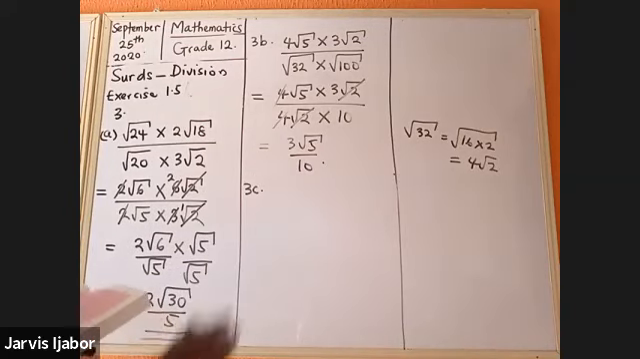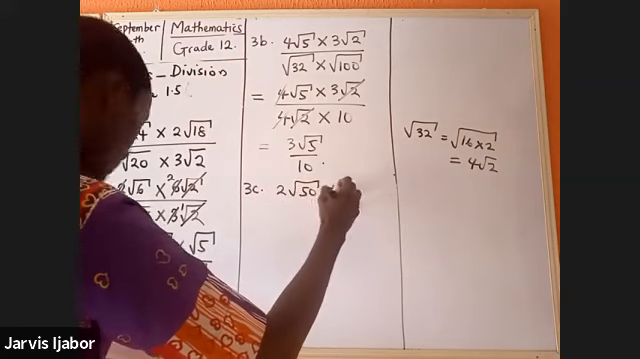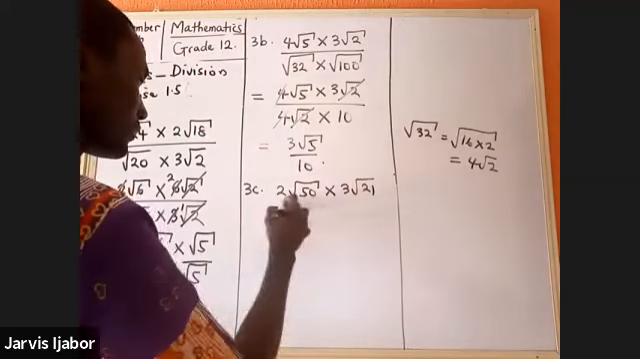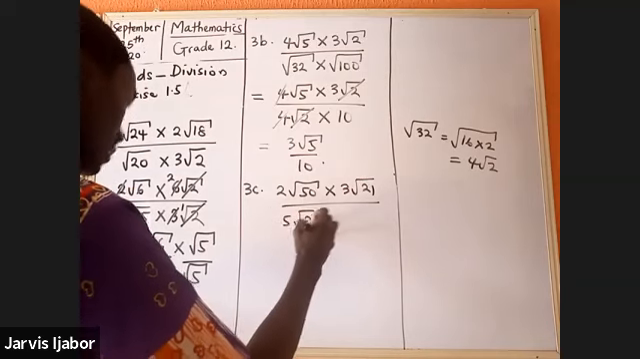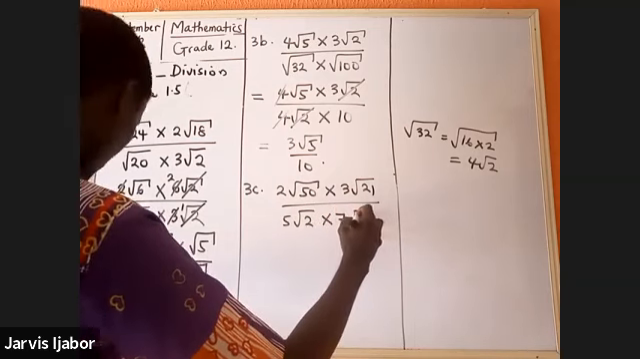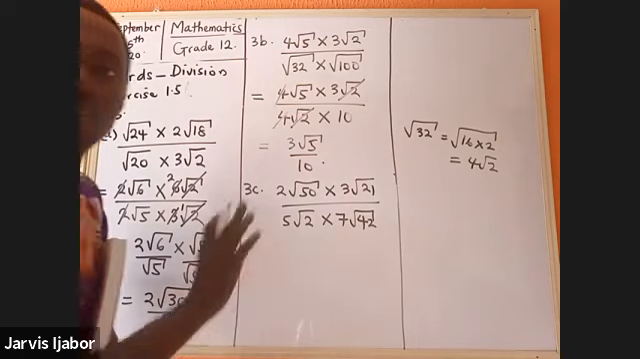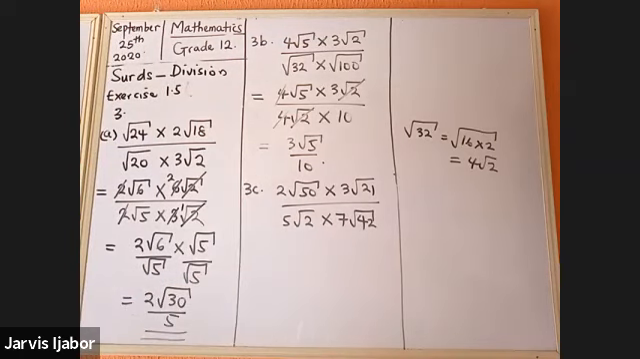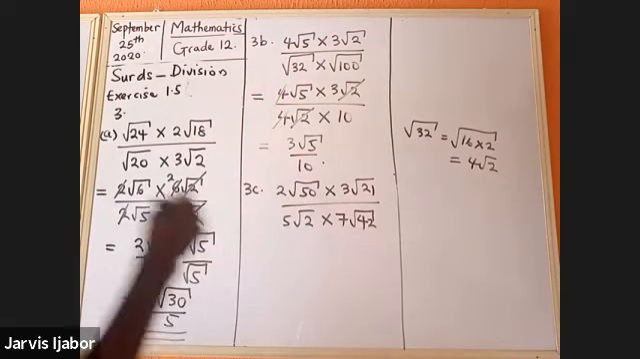In 3C, we have 2 root 50 times 3 root 21 all over 5 root 2 times 7 root 42. Now, here you have to be very careful. The examiner, I think, is a little tricky here. I'm going to use a different approach to solve this problem, reason being that by way of experience, I'm already seeing a pattern.